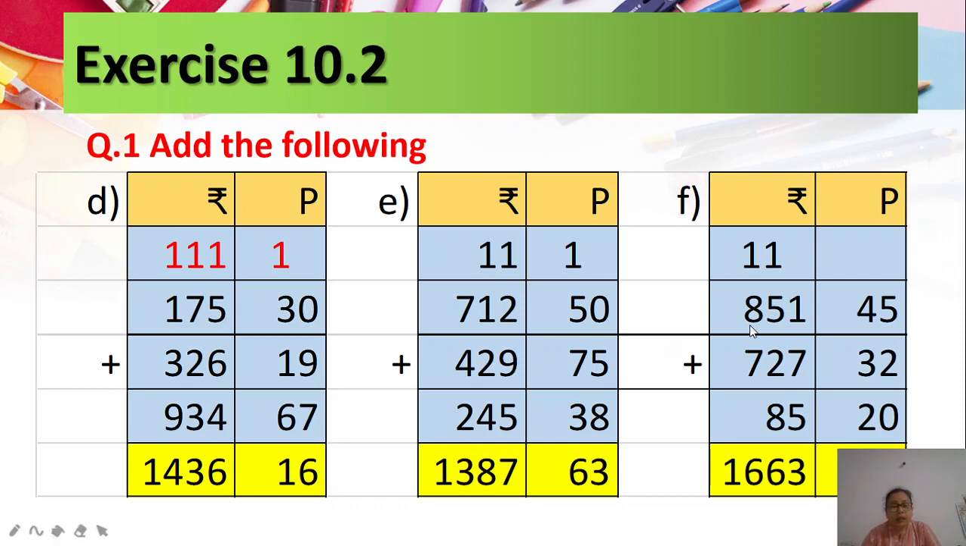Let's move to our F question. We are adding here 851 rupees and 45 paise, 727 rupees and 32 paise, 85 rupees and 20 paise. We have arranged it. Let's move to the addition.